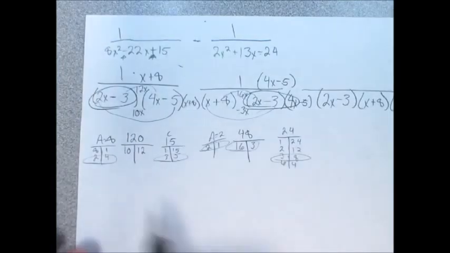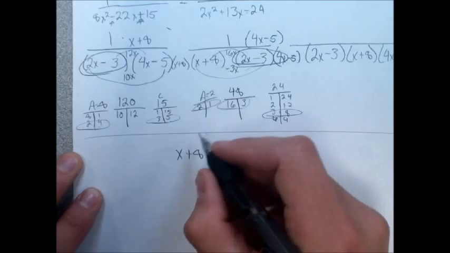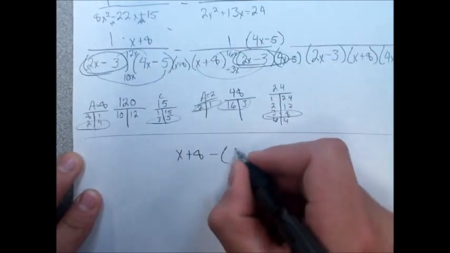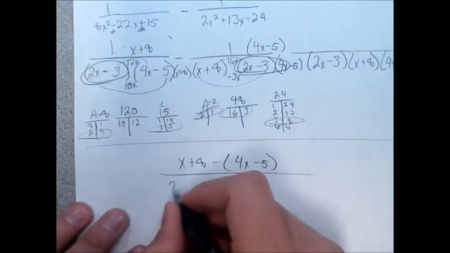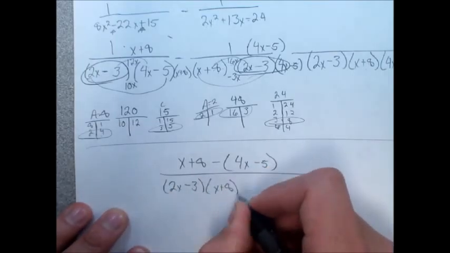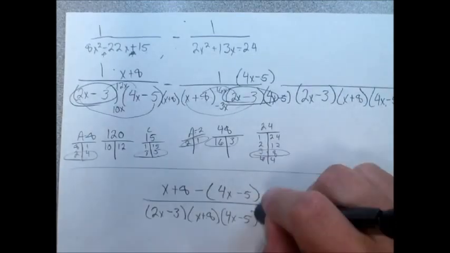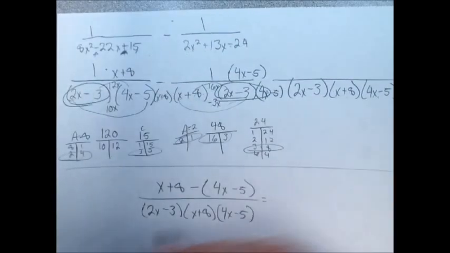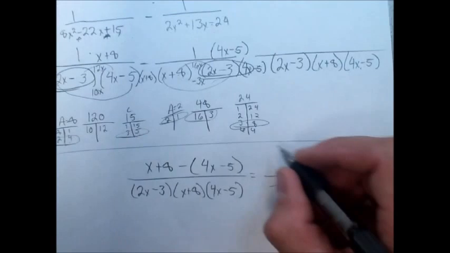So now I have a whole new problem. This is taking up a lot of paper. I have x plus 8, and this is being subtracted, so minus a 4x minus 5 on top, and then I have that big long common denominator, but again, it doesn't matter what order it's in. Then I'd simplify the top and leave the bottom common. So I'm just going to do a little squiggly for the bottom is the same. Save a little bit of time here.